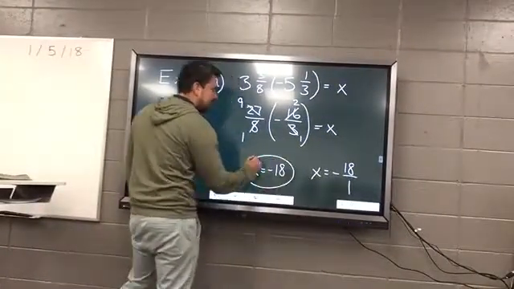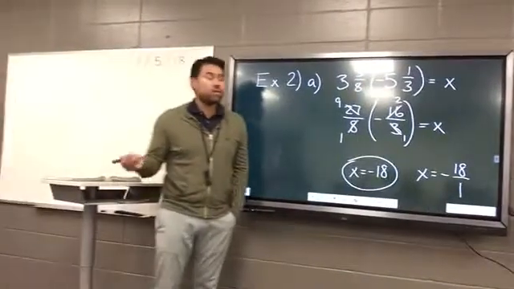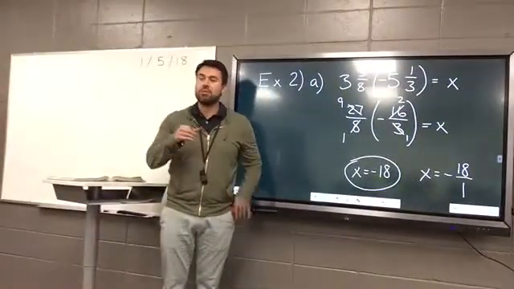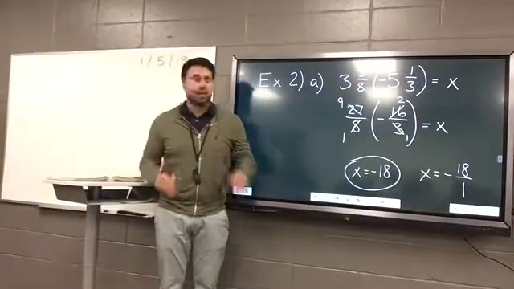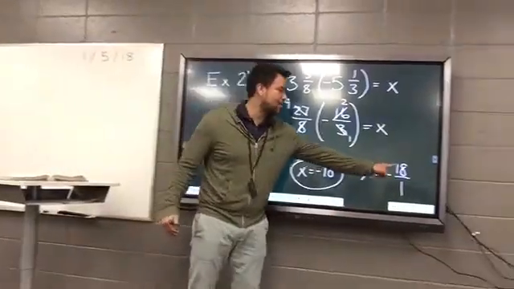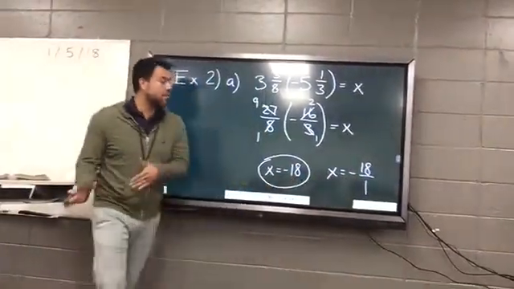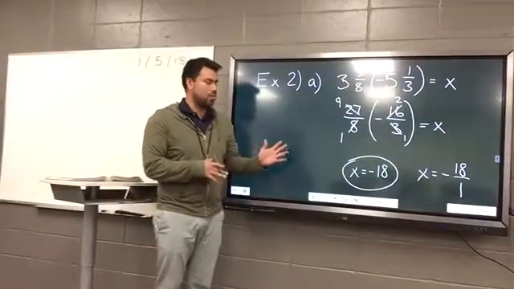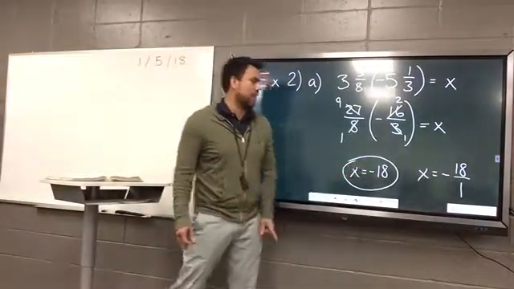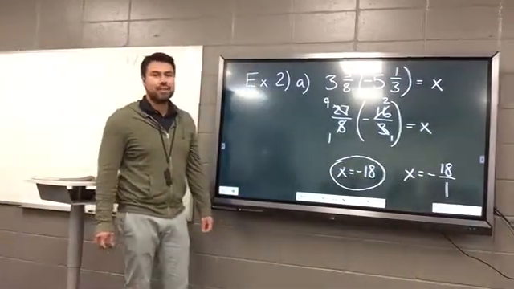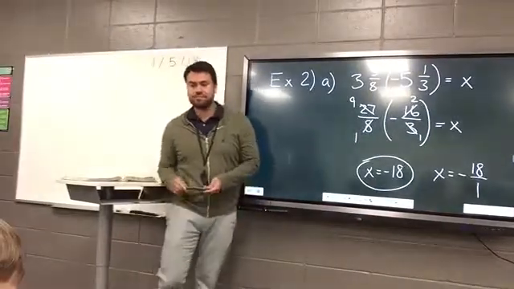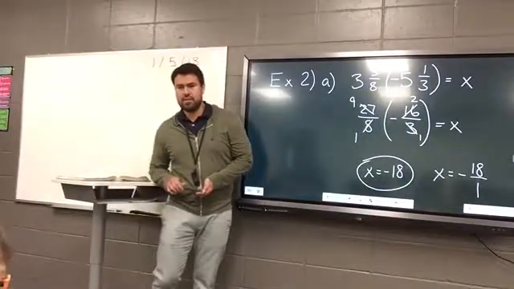So is negative 18 over 1 equivalent to negative 18? Yep. But which one is the best form? Don't leave it as an improper fraction. Leave it as a mixed number, if possible, or a whole number, integer, I should say. You guys get that? What if you put in the circle negative 18 over 1 or negative 18?